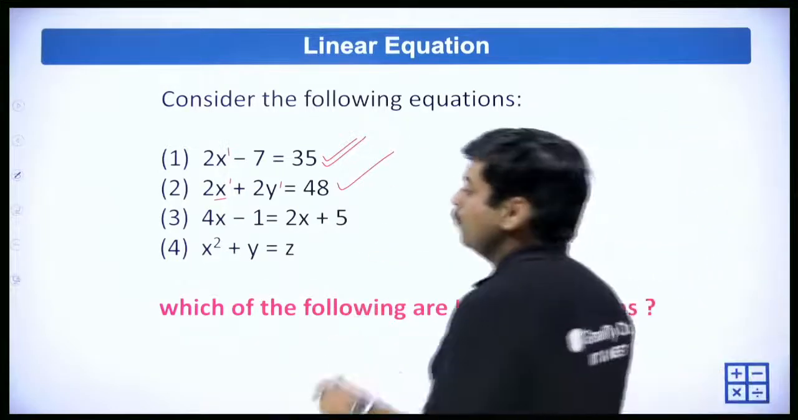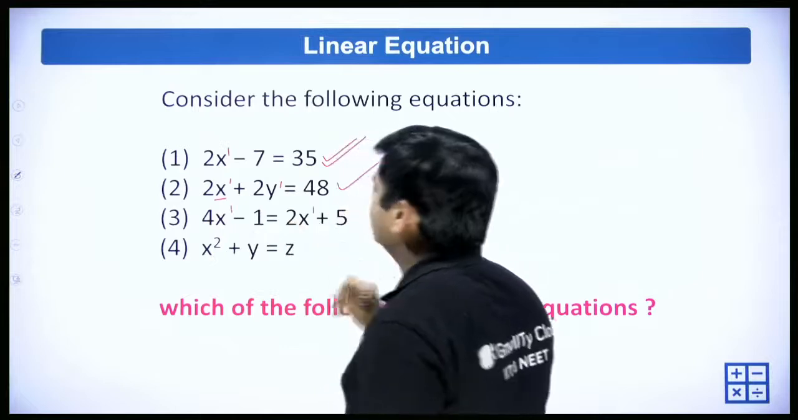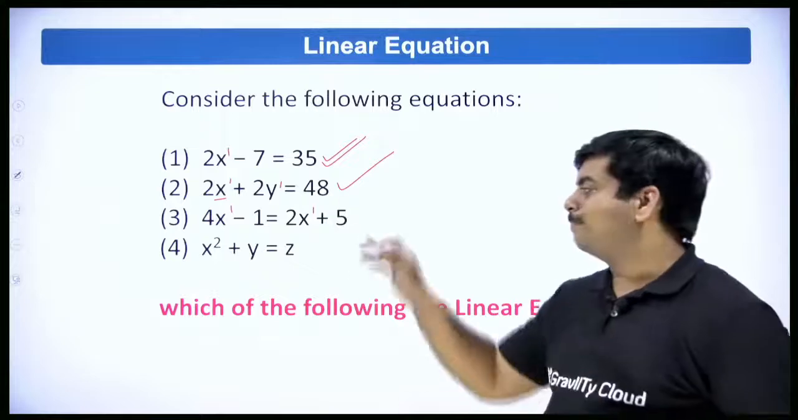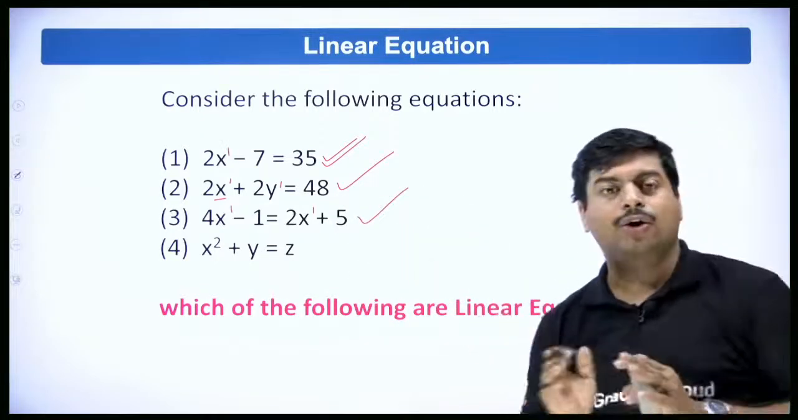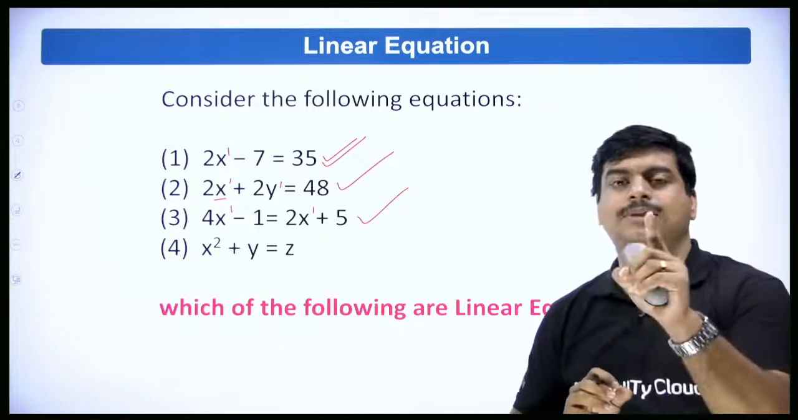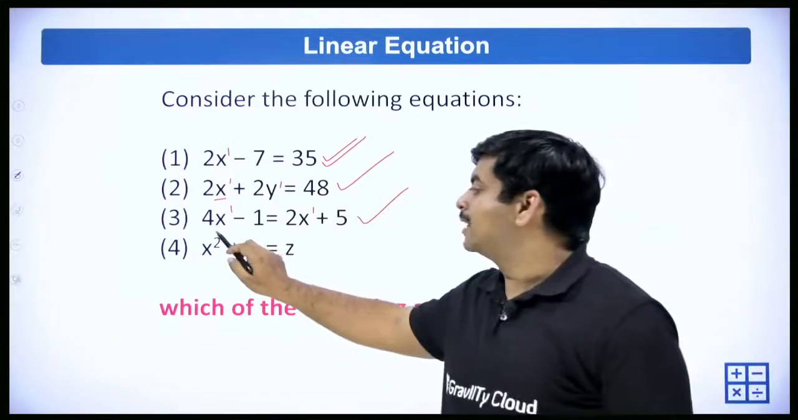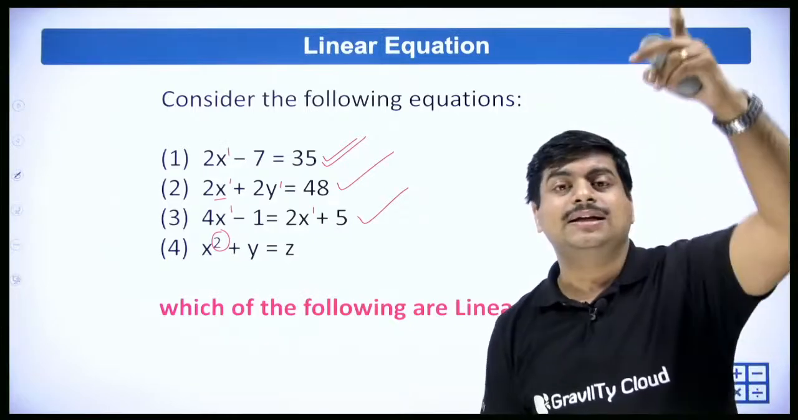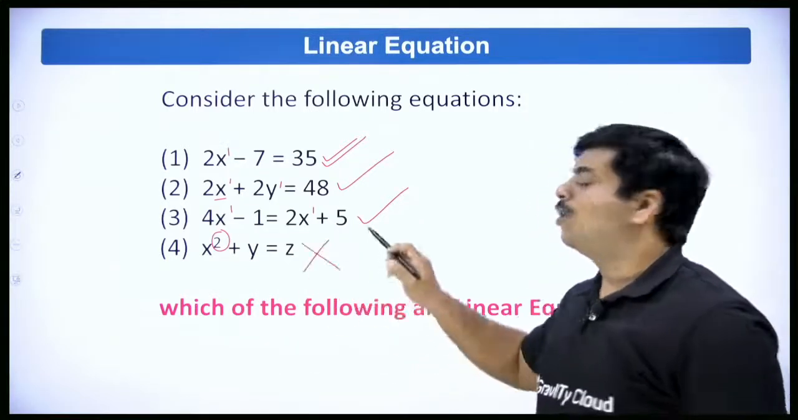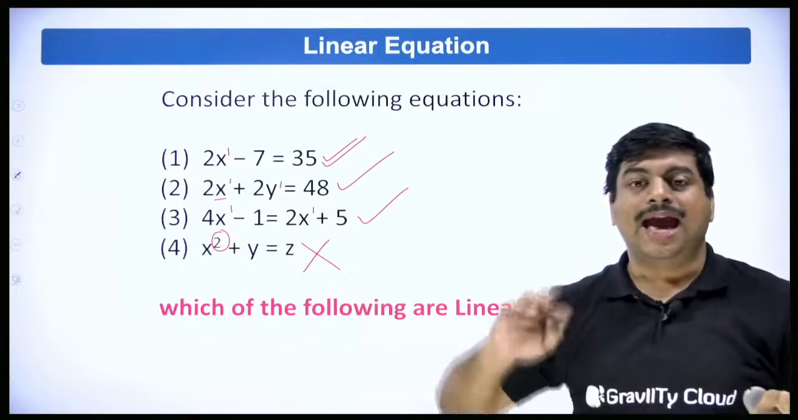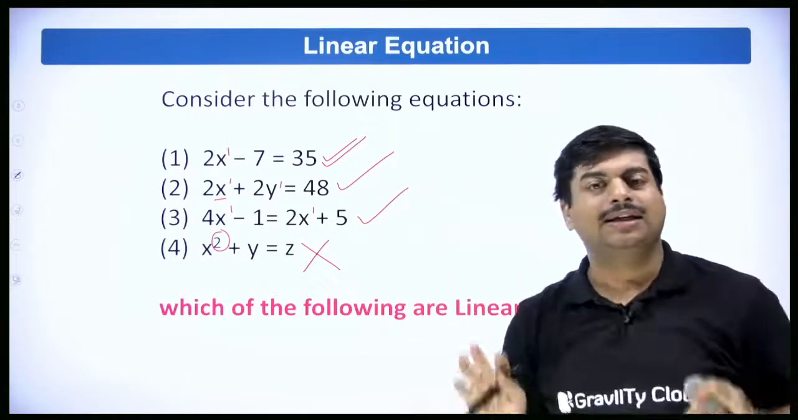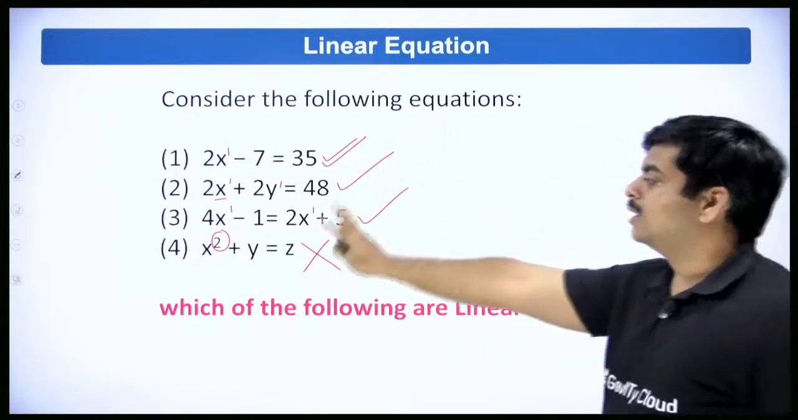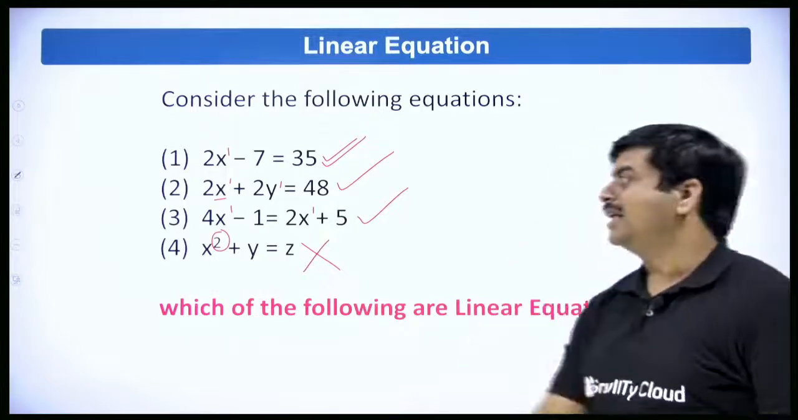The next one, you have 4x power 1 here, again the same 2x power 1 here, no problem. Only the degree matters, only that power matters to say whether it is a linear or not. But the last option, careful, we have x power 2 or x square. It is a second power, second degree, which is not a linear equation. Understand? Okay, so first, second, third are linear equations. The fourth option is not a linear equation, right?